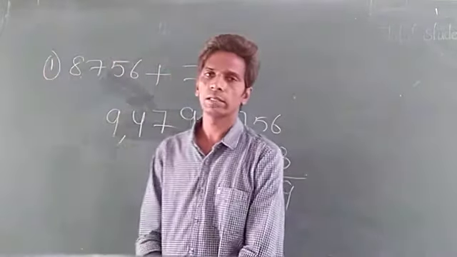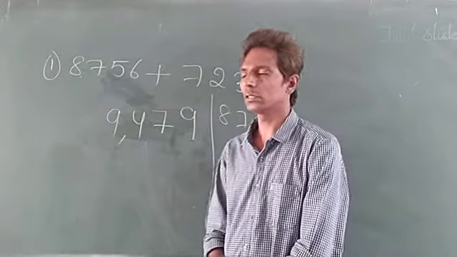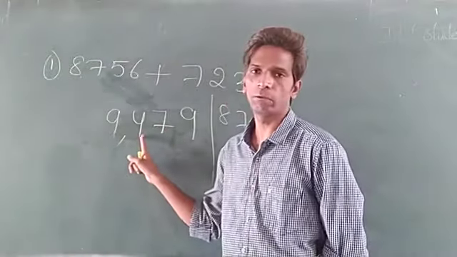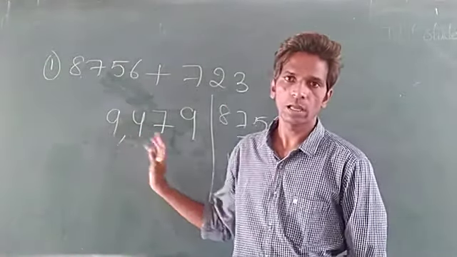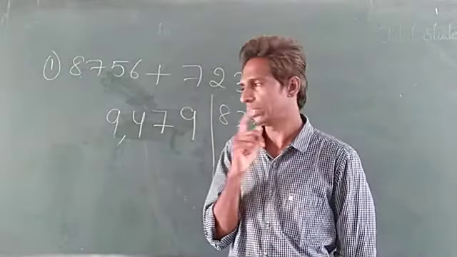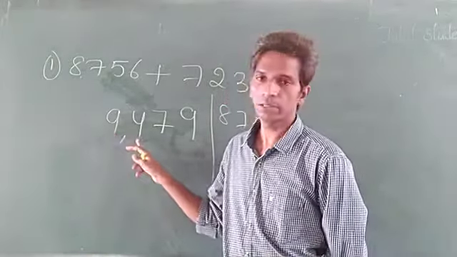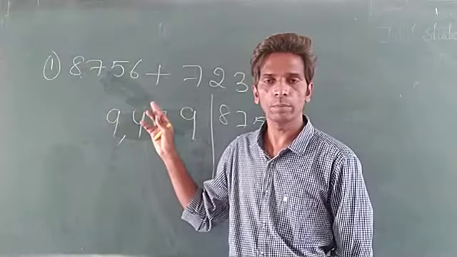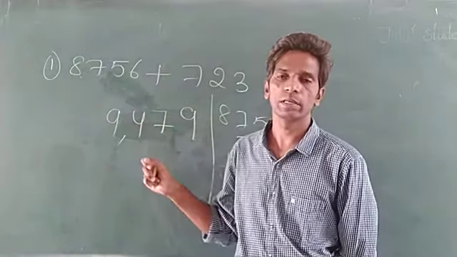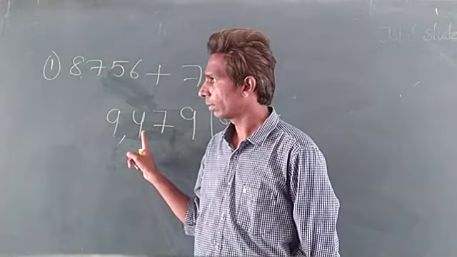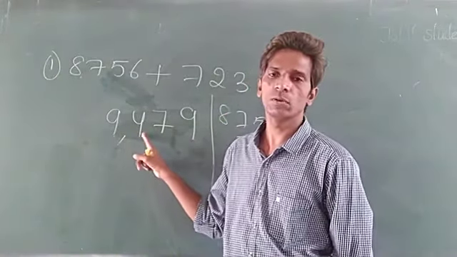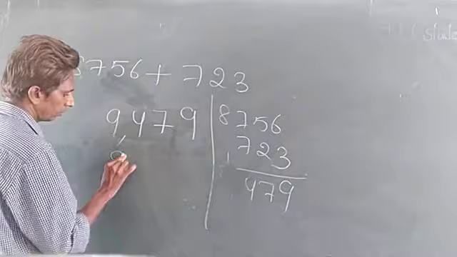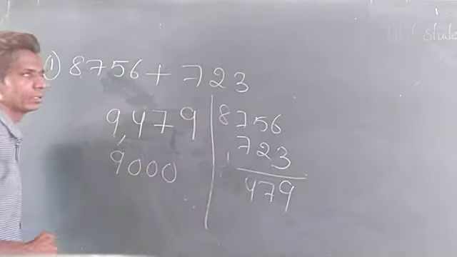So 4 means you want to see whether it is more than 9000 or less than 9000. See, here 9479 is there. After 9 there is 4. So you want to write either 9000 or 10000. After 9 we have only 4. If you have 5 and above 5, you can write the above number, that means 10,000. Less than 5 means you write the below number, that means 9,000. So what is the value? 9,000. Like that you want to do.